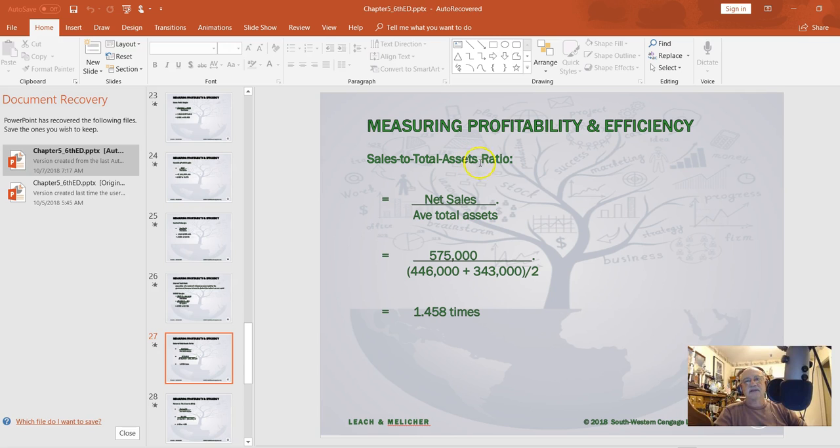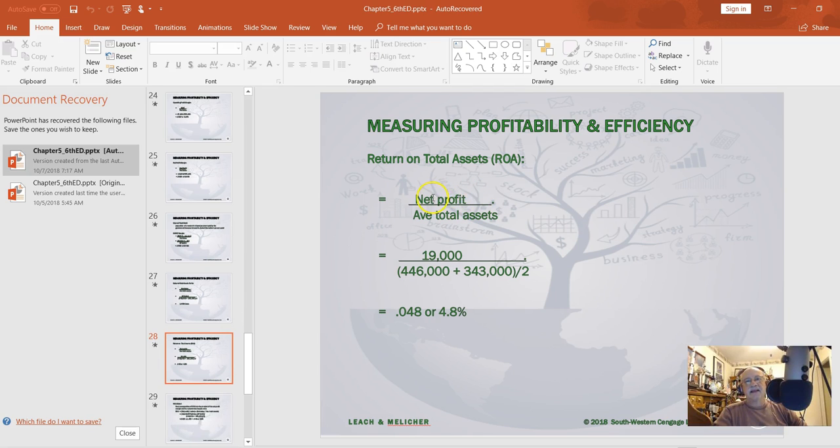Sales to total asset ratio. So this is basically how efficiently am I using my assets to generate sales. So basically for every dollar in asset I have, I'm generating about 1.6 in sales. So I'm making good use for the most part of my assets to generate sales. I'm pretty efficient with regards to my sales.